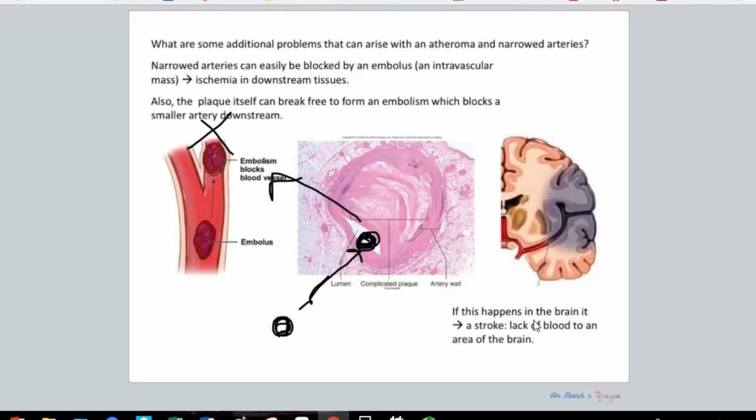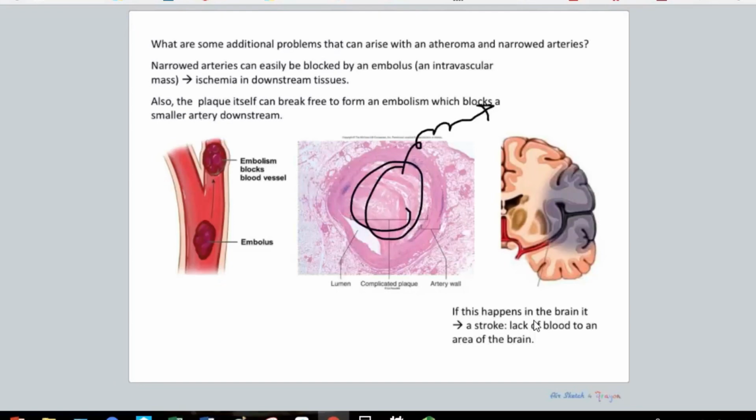And if this happens in the brain, that's called a stroke. You get an embolism in there, cuts off blood flow to the area of the brain. Another problem is that this plaque itself can break off, roll down the arteries, which become smaller, and then at some point, when it gets to those smaller arteries, it can lead to a blockage itself.